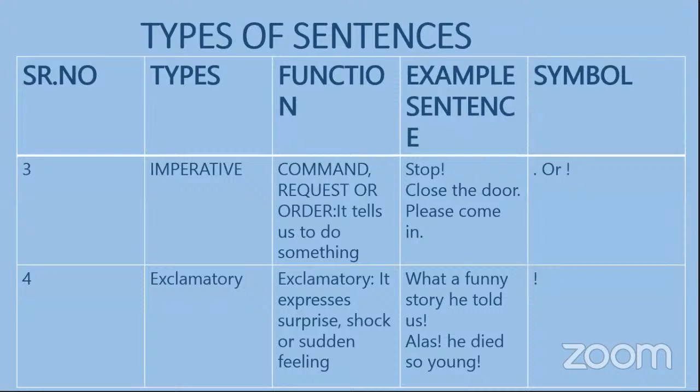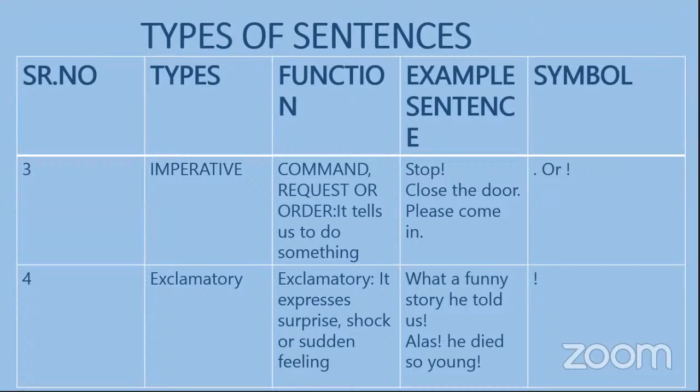Today we are going to study in depth imperative sentences and exclamatory sentences. What does an imperative sentence do? Command, request, order. It tells us to do something. Imperative means it gives you directions. It tells you something, there is a request, please. It gives you a command, and it tells you an order. For example, I think you should respect your parents. That is a request, or we can say a command. That time it is called an imperative sentence.